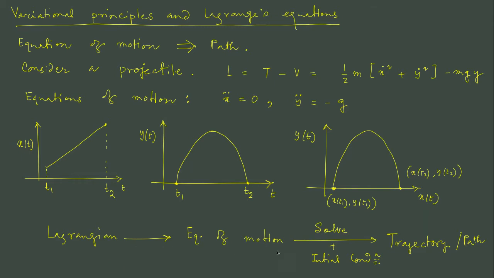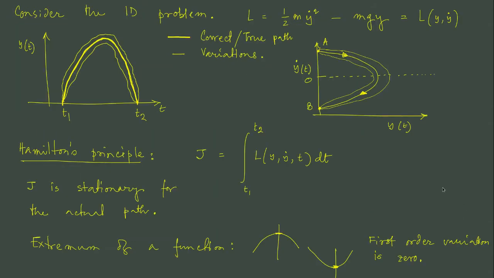We got this parabolic path by solving this equation and adding the initial conditions. So, the prescription is simple. If we have the Lagrangian, from there you get the equation of motion, you solve it, add the initial conditions, and that will give you a trajectory or path. Consider an even simpler problem, just the 1D version, where there is no x and the particle is only going up and coming down. So, the Lagrangian is simple, half m y dot square minus mgy. It is exclusively a function of y and y dot.